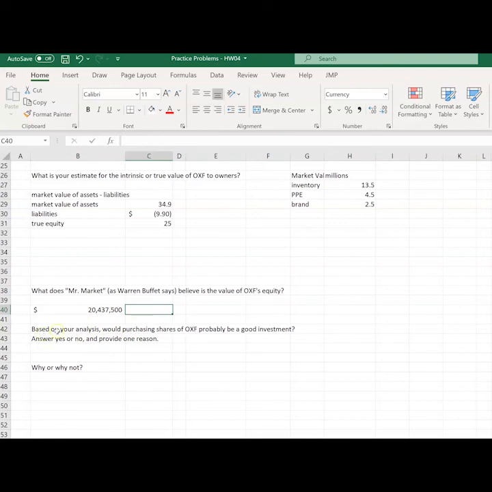Okay, so then based on our analysis, would purchasing shares of Oxford Foundries probably be a good investment? Yes or no, provide one reason. So to determine the answer to this question, we have to look at what we think the true value is and then what the market thinks the value is. All right, so we decided that the true value is 25 million and the market thinks that the value of the company is 20.5. So for that reason, the answer to this question is yes, it would definitely be a good investment. And the reason why is because intrinsic value is higher than the market's value. All right, and that is the question.